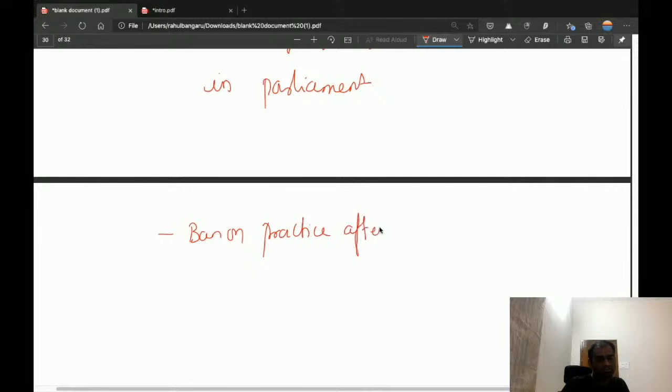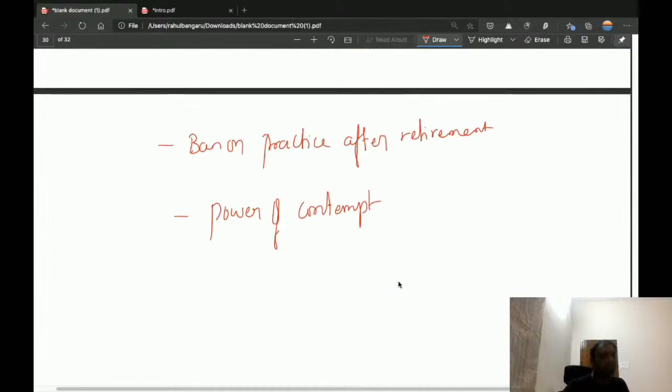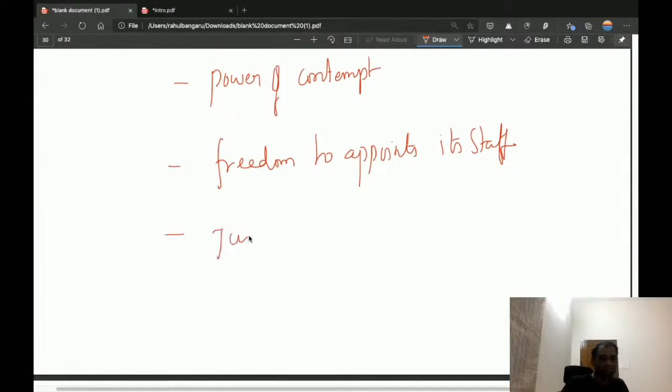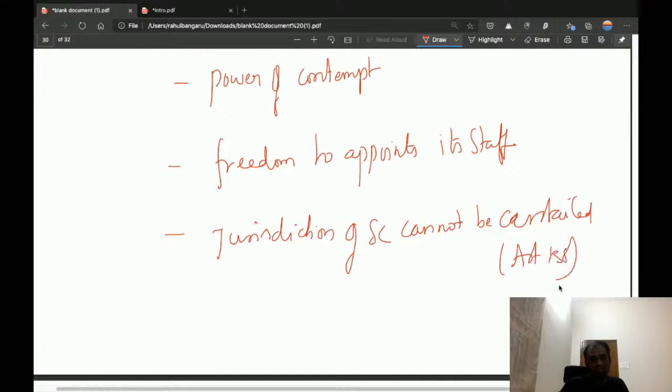practice after retirement. There is a ban on practice after retirement. Okay, and then there is a power of contempt given to Supreme Court. Okay, and then Supreme Court is given the freedom to appoint its own staff. Okay, and then the jurisdiction of Supreme Court cannot be curtailed. This is given in Article 138. It can only be extended, it cannot be curtailed.